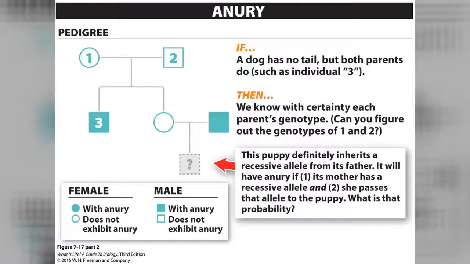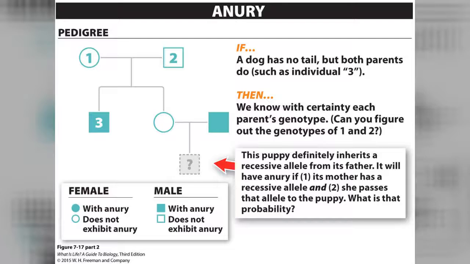On the same pedigree, note that there are two individuals in the second row of the pedigree that have a puppy, indicated by a question mark. Well, what's the probability that this puppy has anury? Go ahead and press pause on the video now and examine the pedigree carefully and see whether you can come up with an answer before I guide you to that answer in our next little segment. So go ahead, press pause now, see if you can figure out the answer. The question again is, what is the probability that the puppy indicated by the question mark has anury? Go for it.